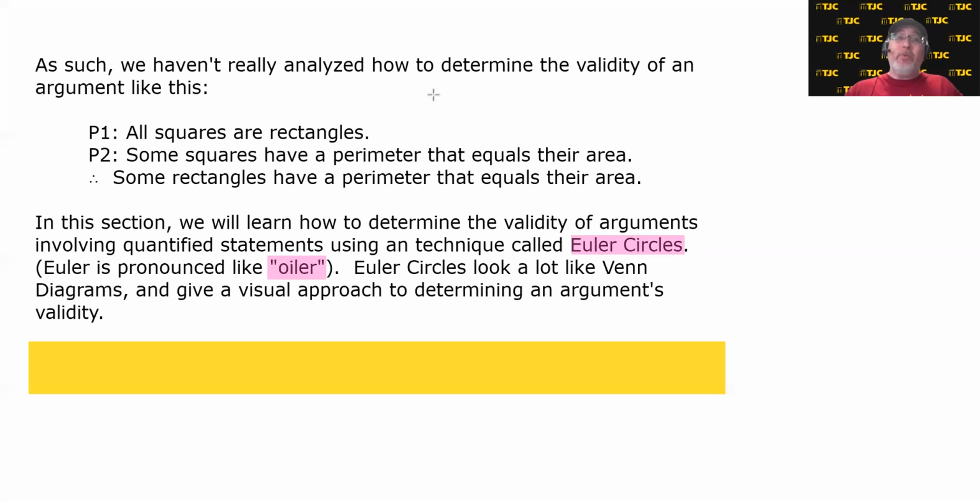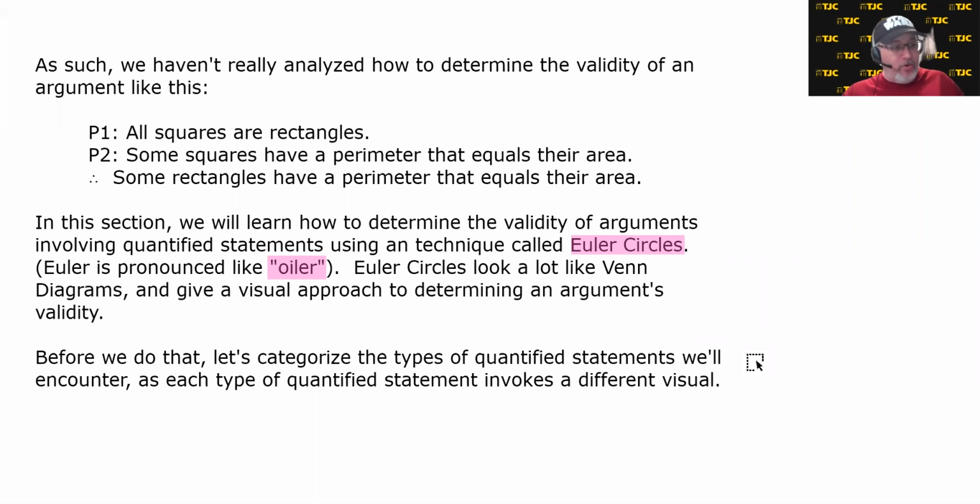So the good news is we won't have to set up any truth tables. We won't have to recognize the form of an argument as either being something like the law of contraposition or a fallacy like the fallacy of the converse. Instead, we're going to use pictures. Before we do that, though, let's categorize the types of quantified statements we'll encounter, as each type of quantified statement invokes a different visual.